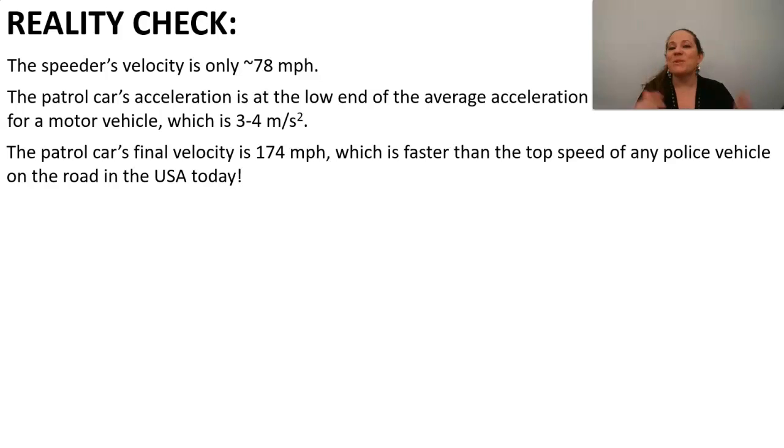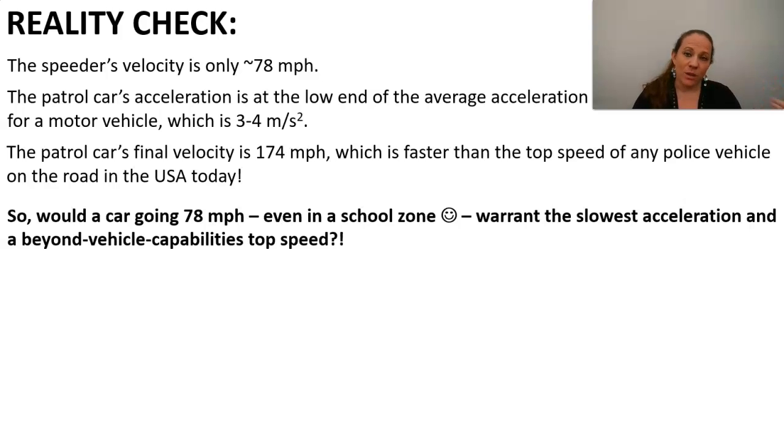So clearly this was a physics exercise and a few things were a little disconnected from reality. And like, seriously? Would a car going 78 miles per hour, even if they were in a school zone, warrant the slowest acceleration and a beyond vehicle capabilities top speed? Oh, and a patrol car waiting 3 seconds to take off?